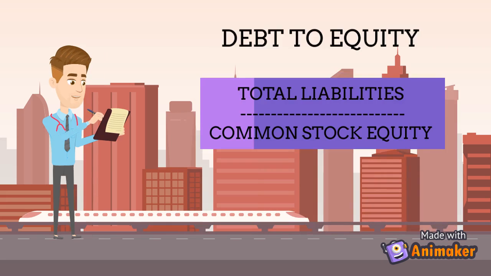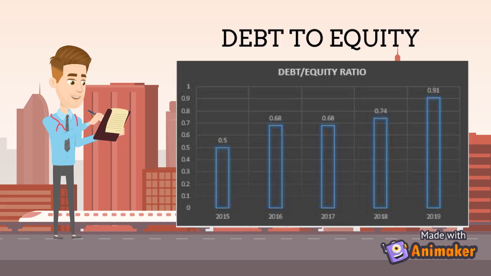Next is the debt to equity ratio. Debt to equity ratio is total liabilities divided by common stock equity. It measures the relative proportion of total liabilities to common stock equity used to finance the firm's assets. From 2015 to 2019, the debt to equity ratio shows an increase from 0.5 to 0.91, which means for every 1 ringgit Malaysia, the company owes 0.91 ringgit Malaysia to the creditor. This reflects a trade-off, whether the risk will enhance a higher rate of return or not.